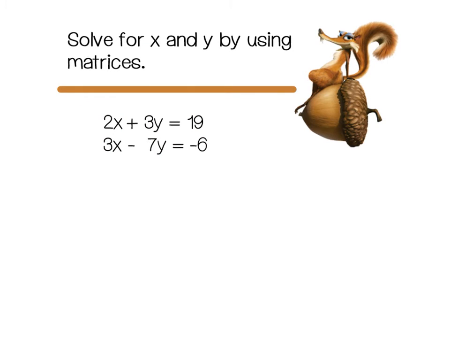Now we're going to use our calculator to solve this first example. So remember, when we're writing these, it's really going to look like this. So this is what we're entering into our calculator. We're going to press second and then the matrix button. We're going to right arrow over to edit. We're going to make sure that our matrix says 2 by 3. And then we're going to enter 2, 3, 19, 3, -7, -6.